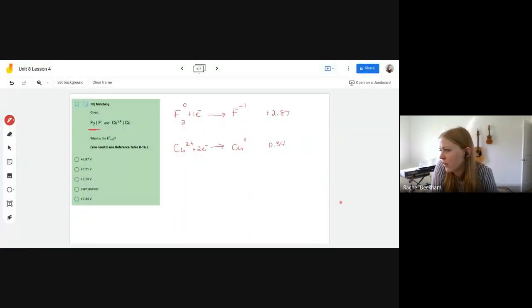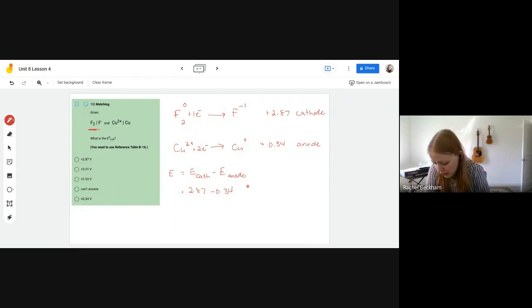0.34. Okay, and so my anode, they're both positive, right? So my anode is going to be the copper because it's the lowest one, and this is going to be my cathode. And so it asked me to calculate it. So E is equal to E cathode minus E anode. So it's going to be 2.87 minus 0.34, and I'm getting 2.53 volts. That's one right here.